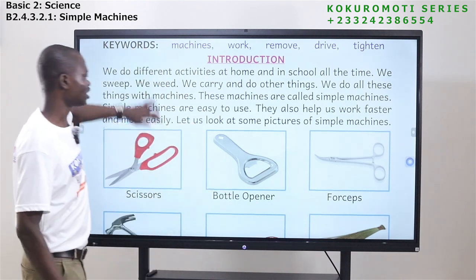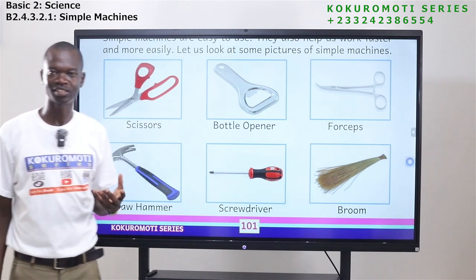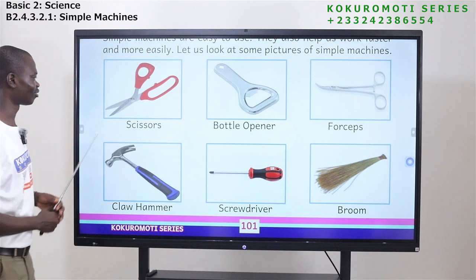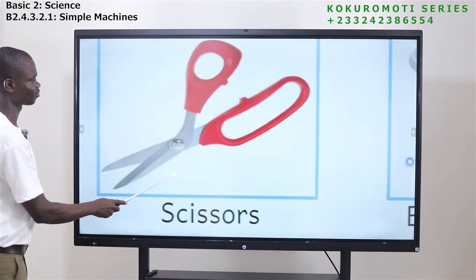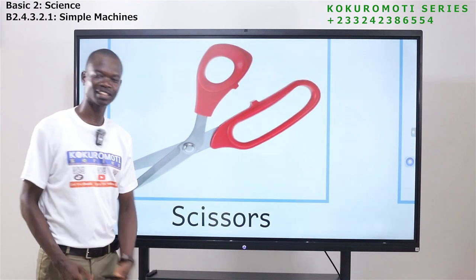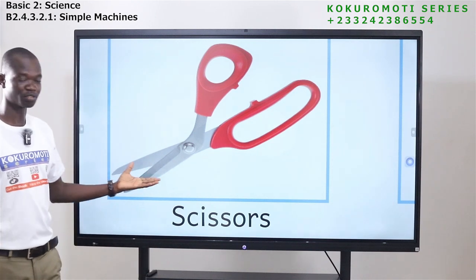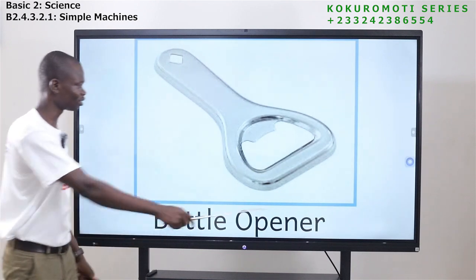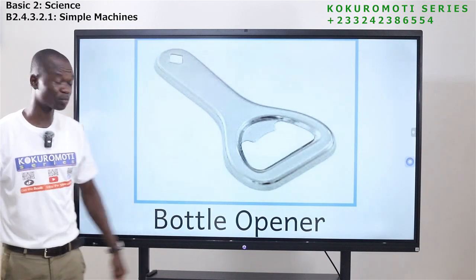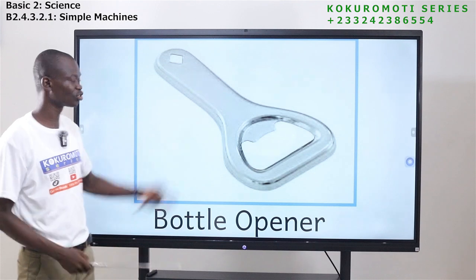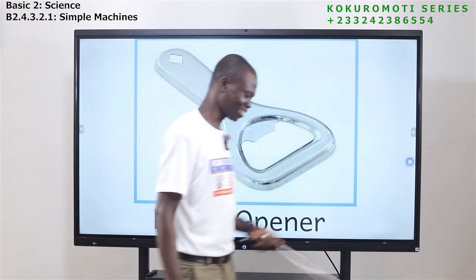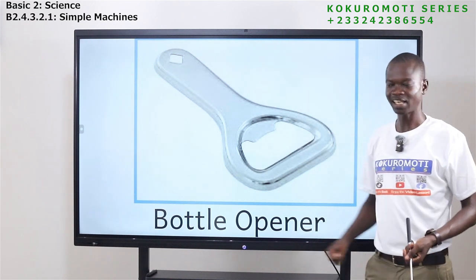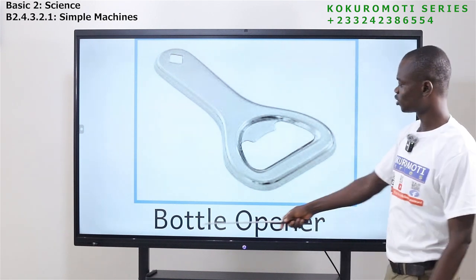Now, if I ask you to give me examples of simple machines, if you don't know, don't worry. These are examples. What is this? Scissors. I hope you have seen scissors before. Scissors is a simple machine. Now let's come here. What is this? Bottle opener. Those who like Coke and Fanta, if you want to open it, you use this. Stop using your teeth. Those of you who like using their teeth to open bottles, please use a bottle opener.